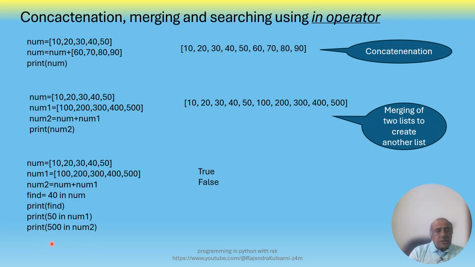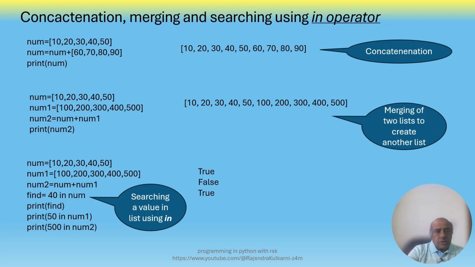We give another statement, print 500 in num2. Since num and num1 create num2, and num1 contains 500 as its element, we get the output true. What we are actually demonstrating here is we can use the operator in for searching a list. How in works, we will see in our next video.